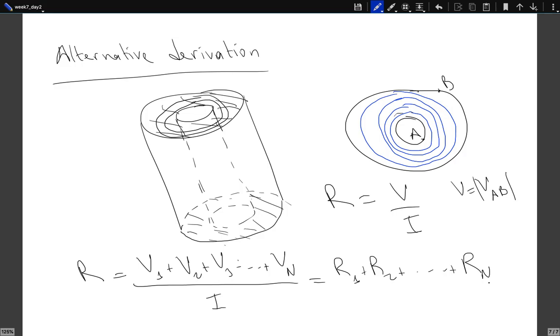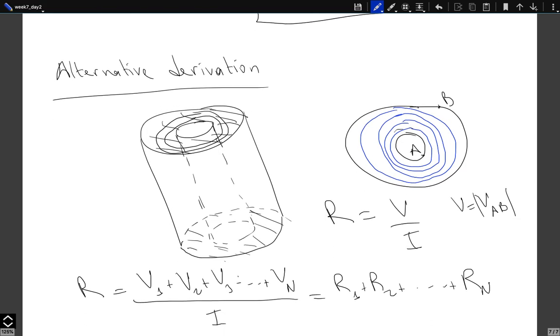The total resistance will be just the sum of, in this case, each R1 is the potential difference in a given shell. This is V1, this is V2, this is V3, this is Vn. So the total potential difference is just the sum of all of them. R1 is just V1 over I. Well, V1 is this potential difference. I divide by the current, so that gives me the resistance of this inner shell only. Then I add the resistance of this second shell, the third shell, and I just add up all the shells.